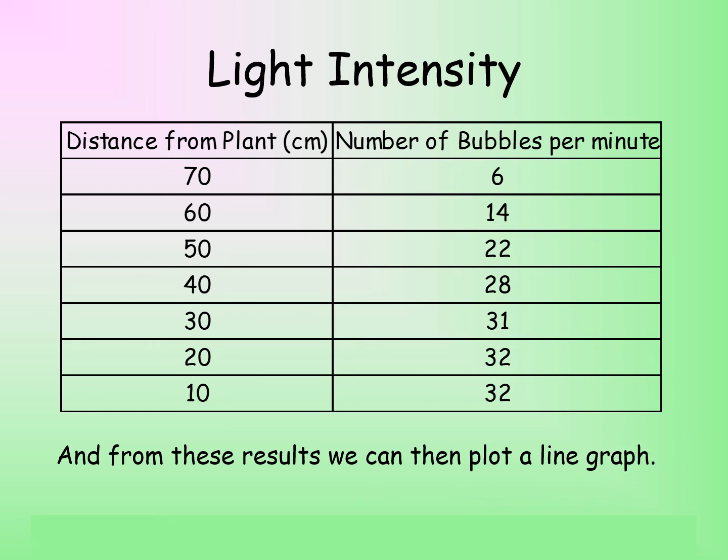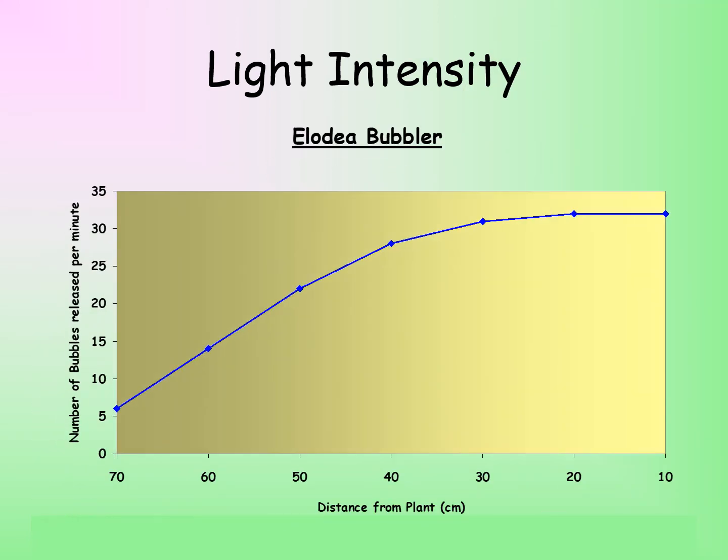Now we're going to have a wee look at a line graph. So as the distance from the plant decreases, the number of bubbles released increases. So you could also say as the light intensity increases, the rate of photosynthesis increases.